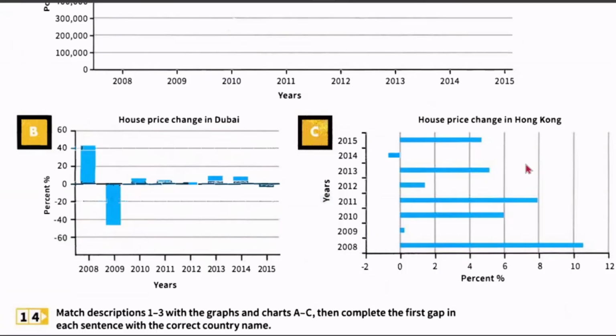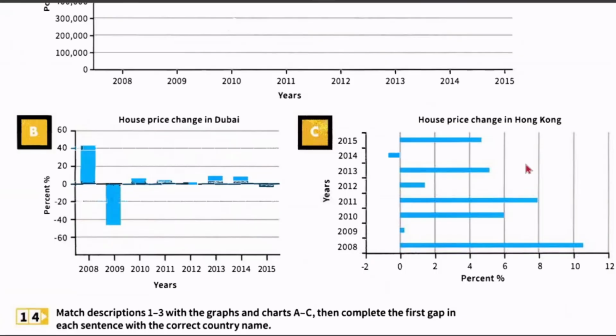In 2012, there has been a significant decrease in the house price. Or you can also say there has been a dramatic fall in the house price in the year 2012. In 2013, there has been again a slight change, but a significant increase in the house price.